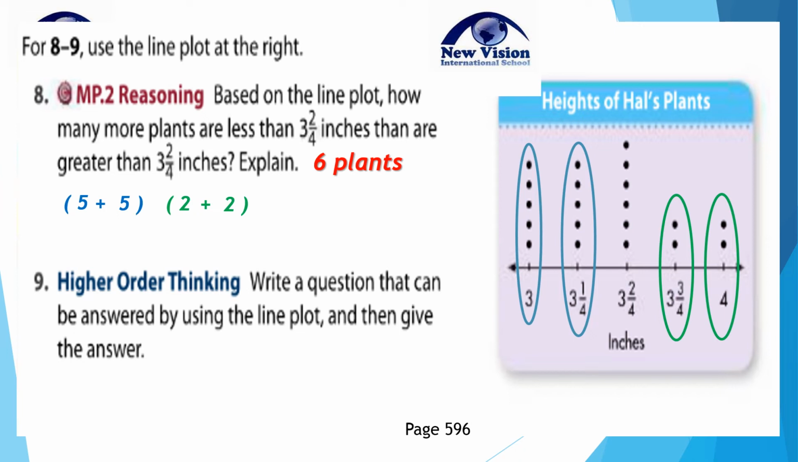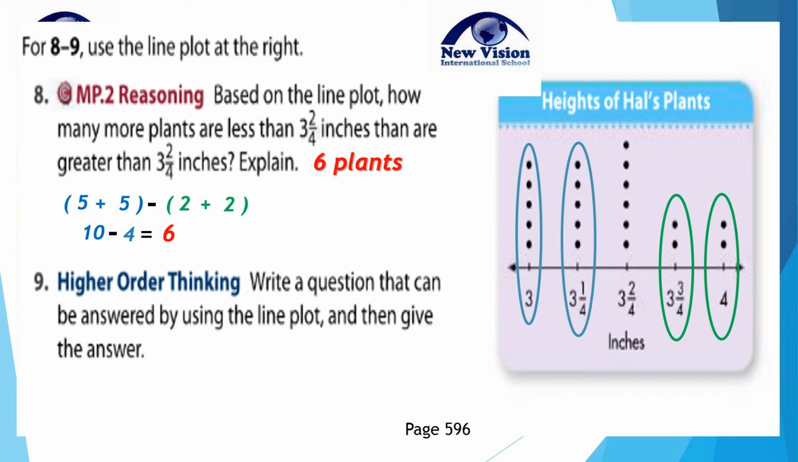So 5 plus 5 equals 10 and 2 plus 2 equals 4. So 10 minus 4 is equal to 6. So our answer is 6 plants. Did you get it? Great.